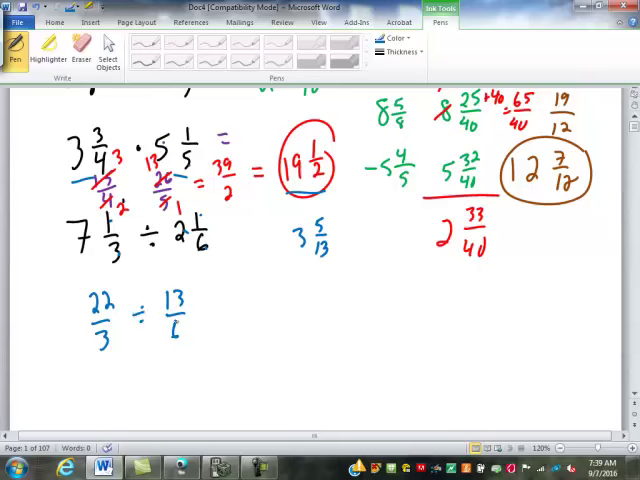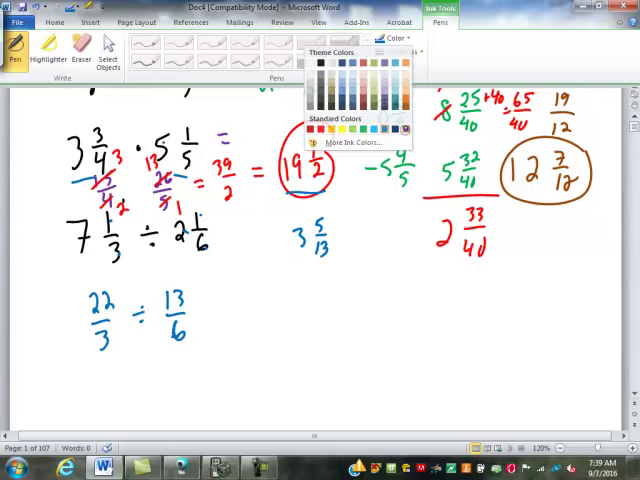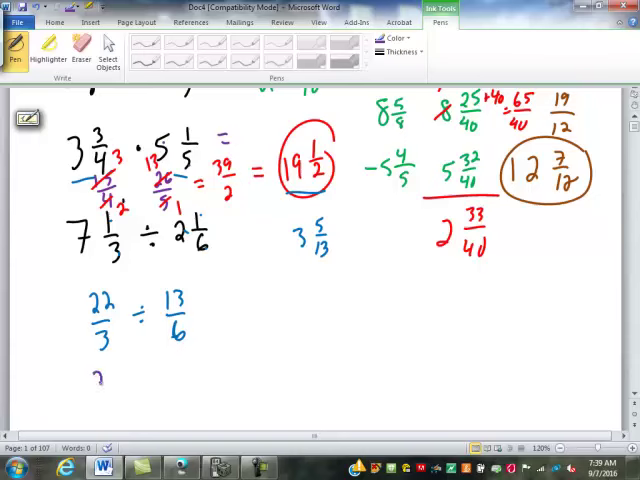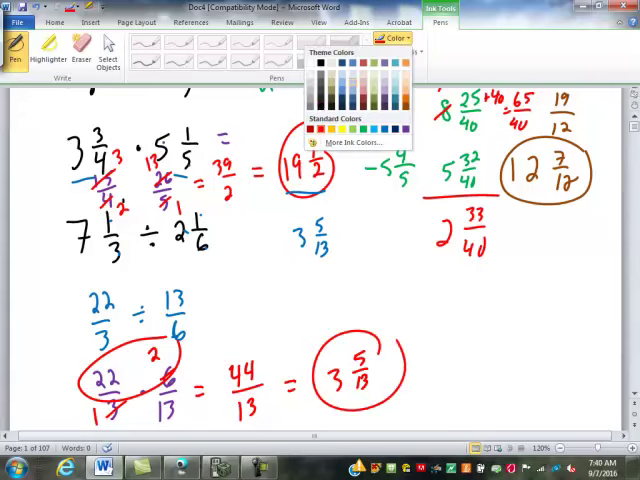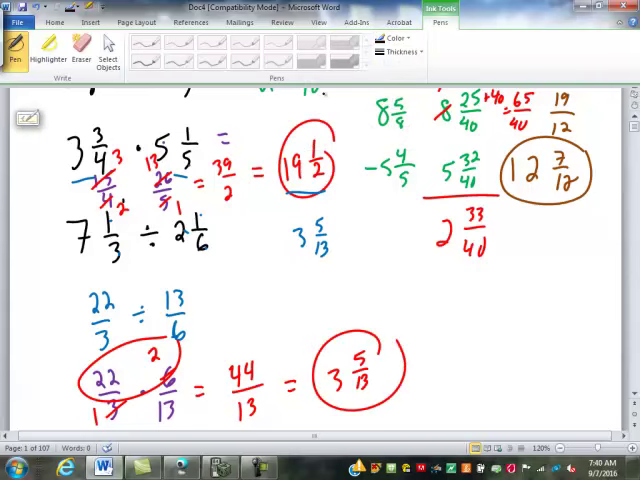Now it's still division. We have to flip the second one over. The first one never changes. We flip the second one over and make it multiplication. Now we can cross cancel the 3 and the 6 to give us 1 and 2. 2 times 22 is 44. 1 times 13 is 13, and that is 3 and 5/13. Good job. Any questions?